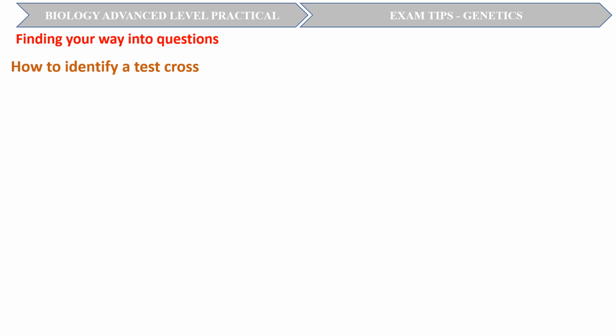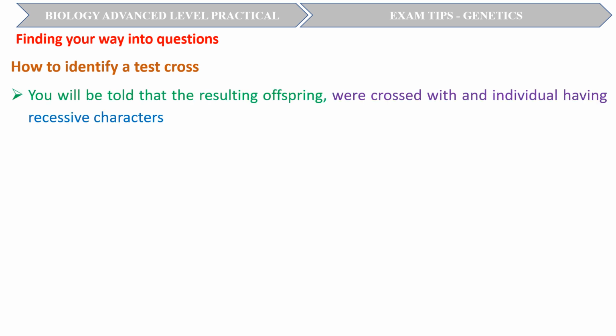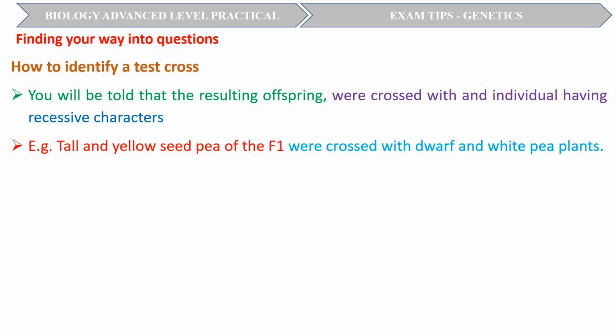Many questions, especially on linkage and gene interactions, often include test crosses. To identify that a question requires you to do a test cross, you will be told, for example, that two pure breeds were crossed and their offspring were crossed with an individual having recessive characters. Note that the questions often list characters, and you are the one to know that they are recessive. For example, tall and yellow seed pea plants were crossed with dwarf and white pea plants. The resulting plants were tall with yellow seeds. The F1 individuals were crossed with dwarf and white pea plants. This directly tells you that a test cross was performed.